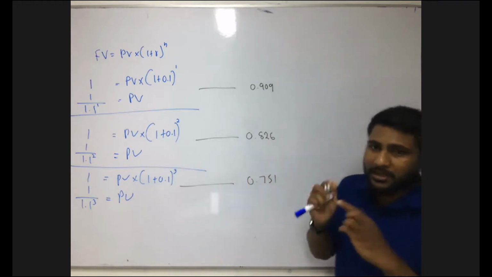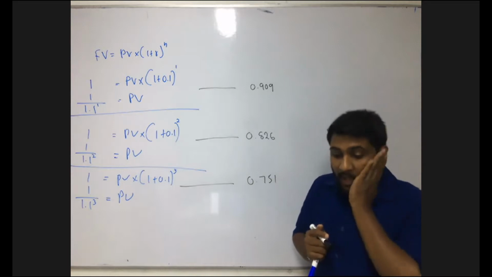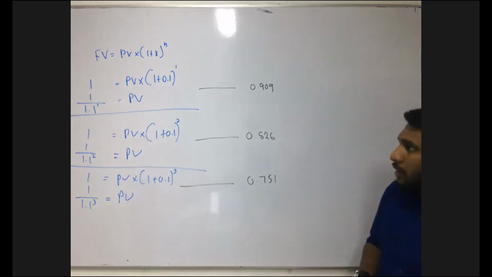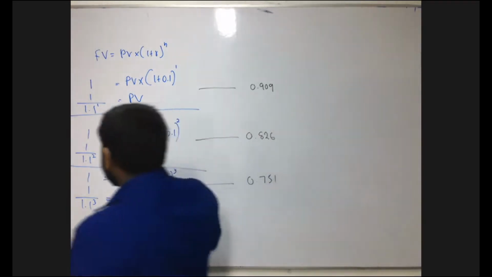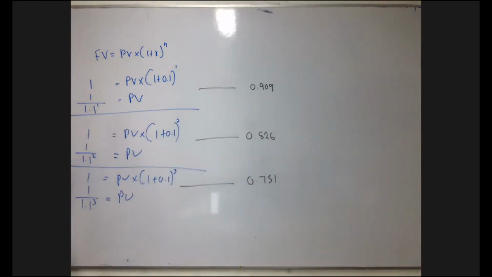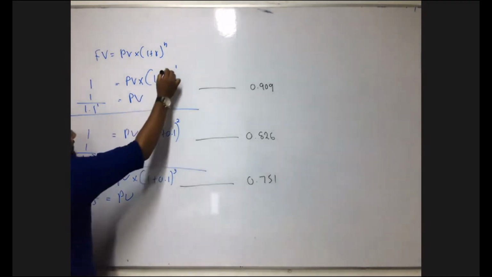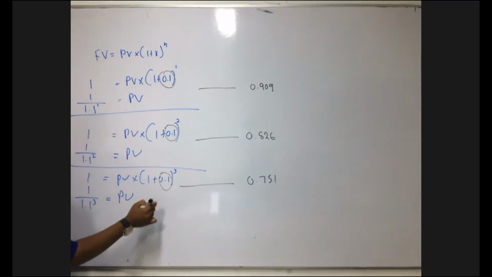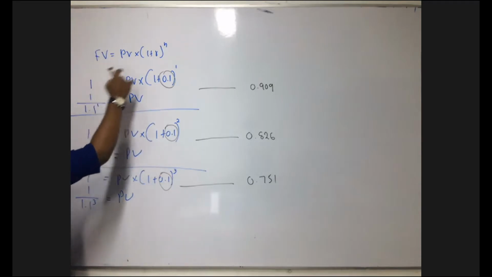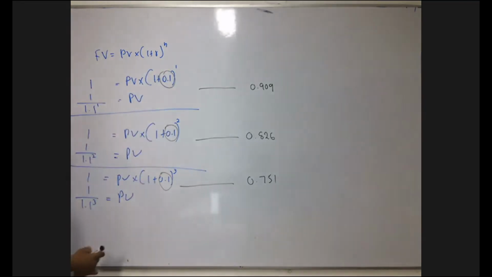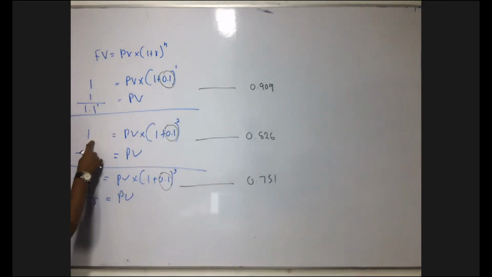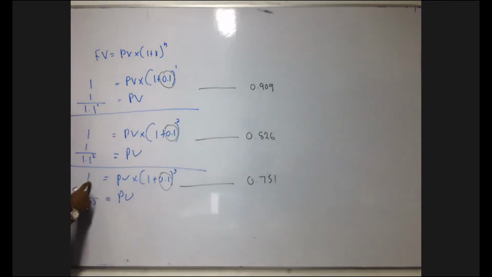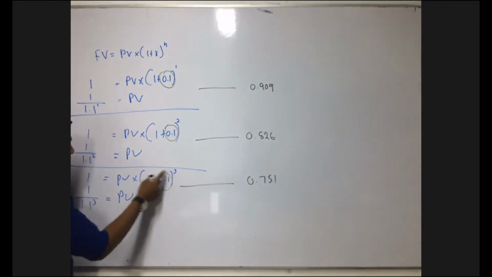Now listen, guys. Everyone stop writing and listen. People, in this question, when you go through it, you will see a similarity. What is that? Your rate is 10%, 10%, 10%. If you are getting $1 after 1 year, if the rate is 10%. If you are getting $1 after 2 years, if your rate is 10%. If you are getting $1 after 3 years, if your rate is 10%.